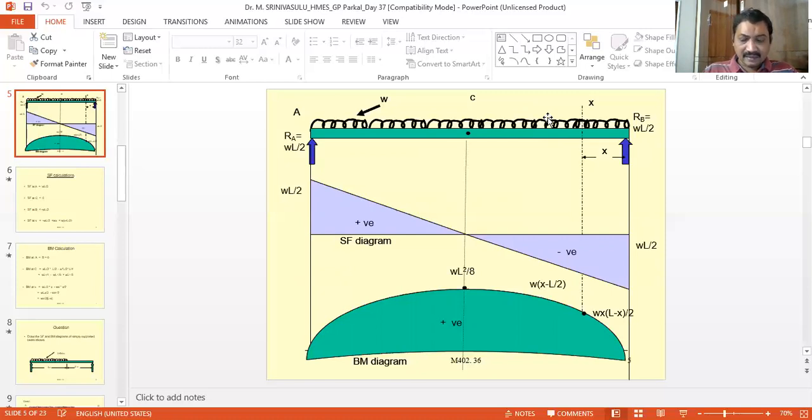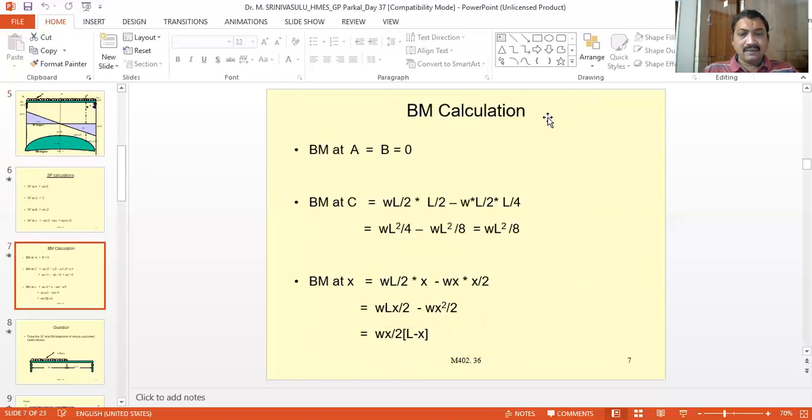So this is negative. So here WL by 2 into L by 2 is the anti-clockwise movement by the support reaction acting at the point B, minus W into L by 2, which is the load acting due to the UDL, into L by 4.